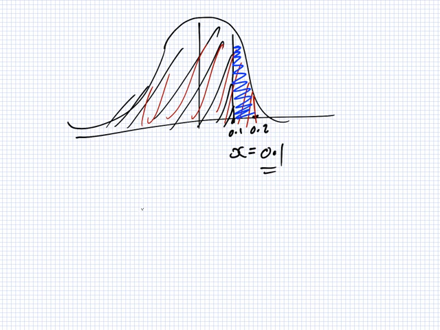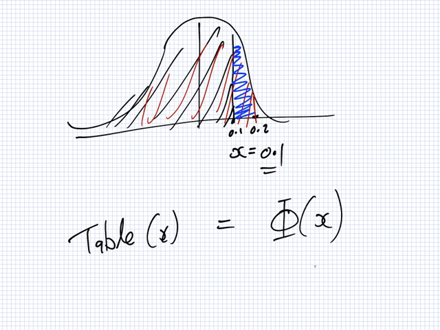So the symbol we use when we look it up in the table is this symbol. That's right. The Green Lantern symbol. Yeah, correct. Also known as phi.